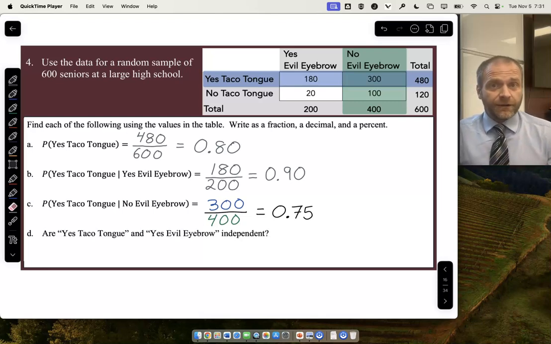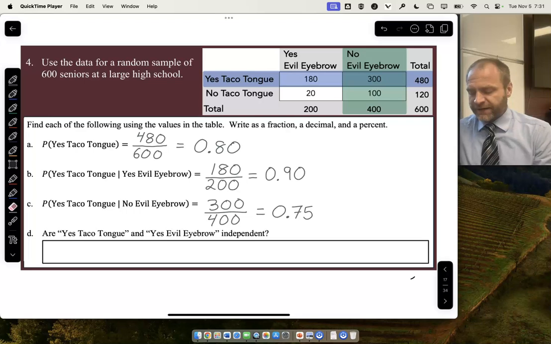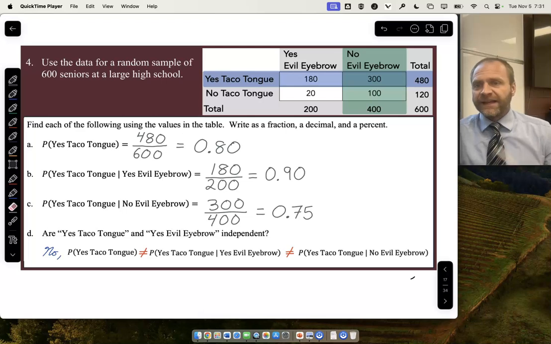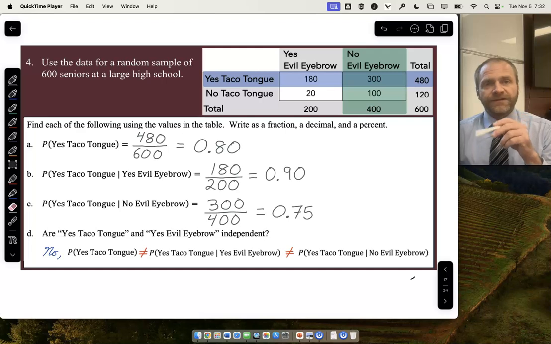Now it was 0.90. Also, if I said, hey, no evil eyebrow, given that condition, they cannot evil eyebrow, what's the probability they can, yes, talk or tongue? It changed that probability again, 0.75. So are these two events independent of each other? And the answer is going to be no. The probability of yes, talk or tongue is not the same as the probability of yes, talk or tongue, given that they can evil eyebrow, which is also not the probability of yes, talk or tongue, given no evil eyebrow. So the probability changed, and it just has to change between two of them for it to be not independent. I wanted to show how all three are not equal.